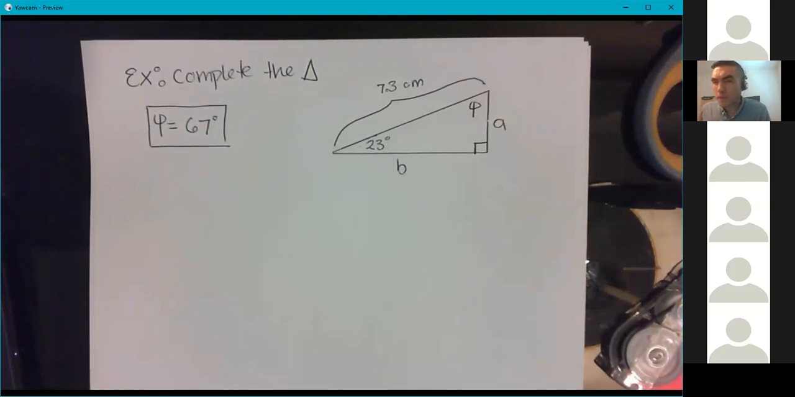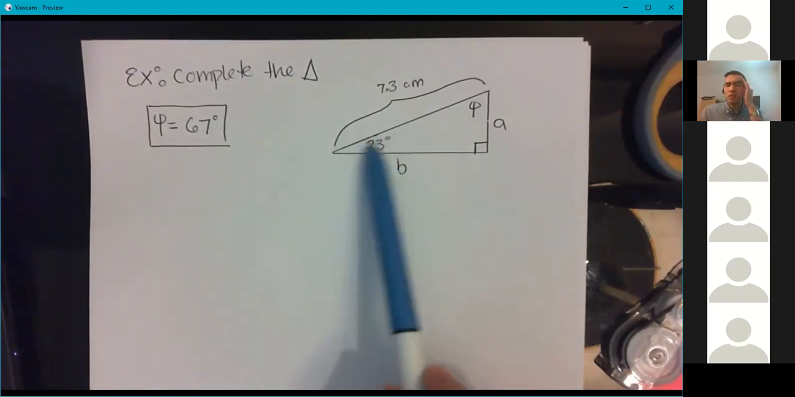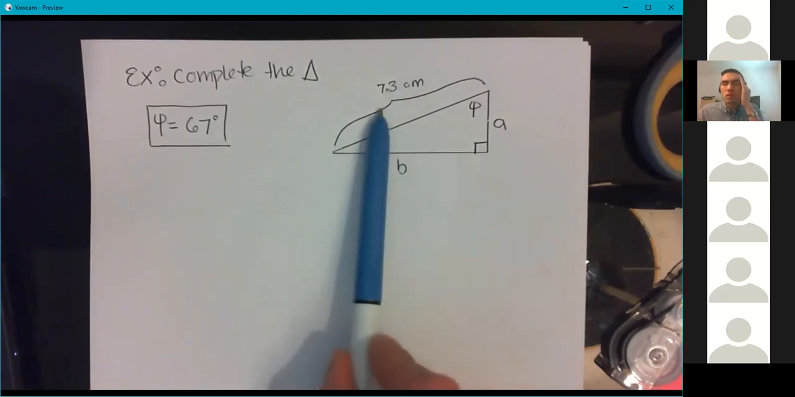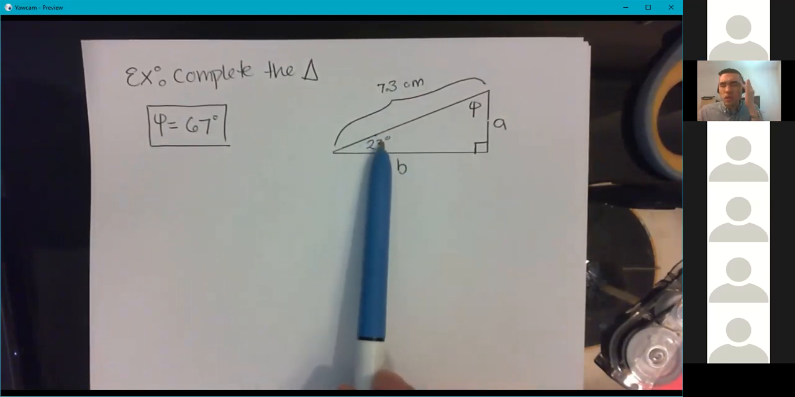But now for the new part. Let's go ahead and solve for side lengths a and b. Which one would you like to solve for? a. Okay, a. And so here's what we need to do. We need to use our brain and realize, okay, I have this angle. What number were we given? 23. That's the angle, but what side length were we given? Oh, 7.3, which is the hypotenuse. So we were given the hypotenuse.